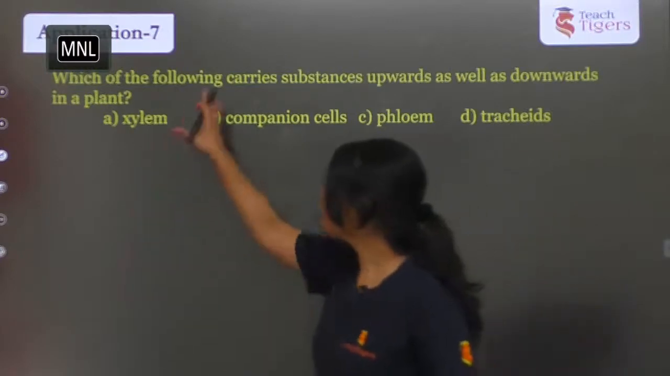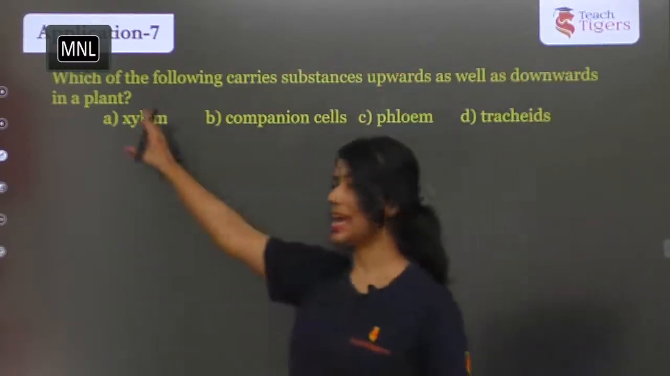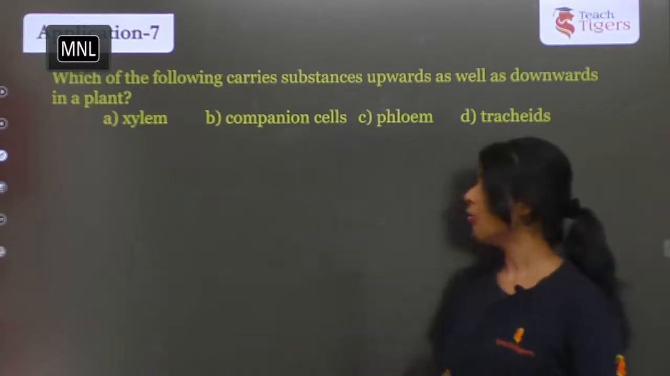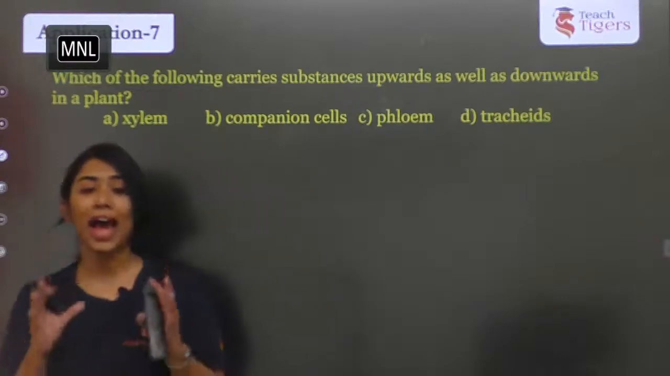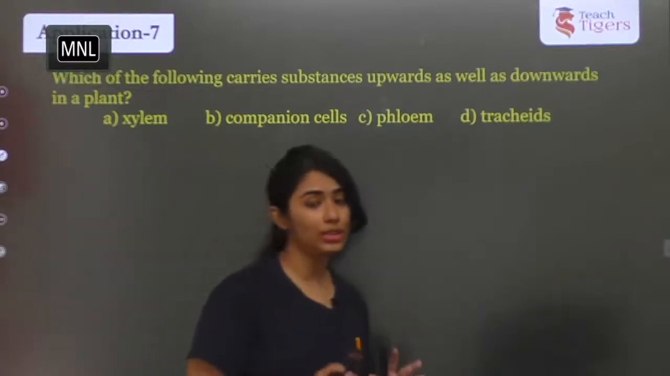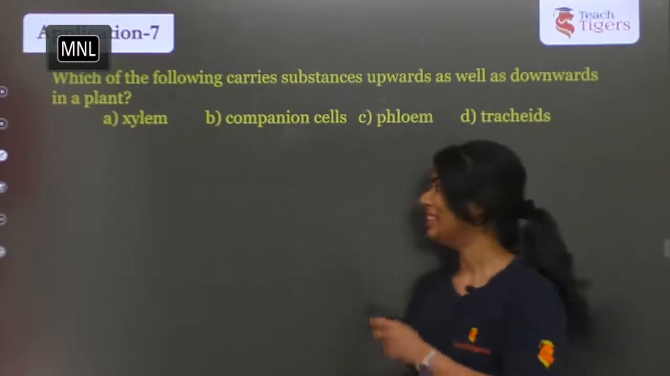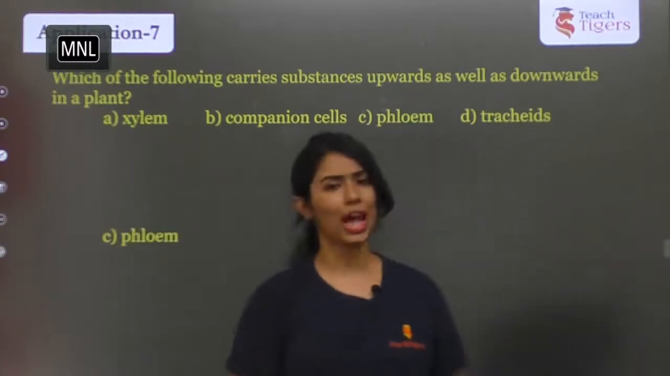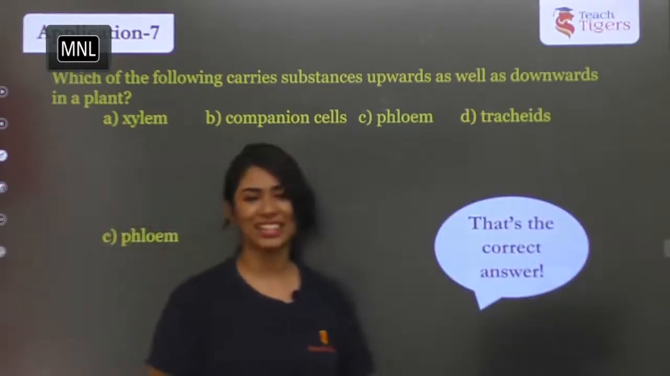Next, which of the following carries substances upwards as well as downwards in a plant? Yes, which tissue of the plant is responsible for carrying these substances in both the directions, that is upward as well as downward? The answer is phloem. Okay, how many of you have written phloem? Let's see if it's right or not. Yes, that's the correct answer, right?